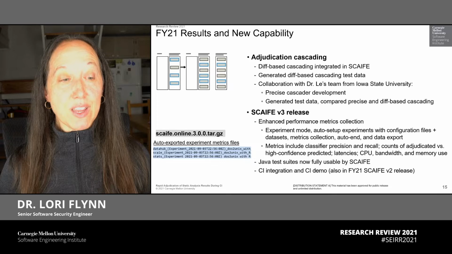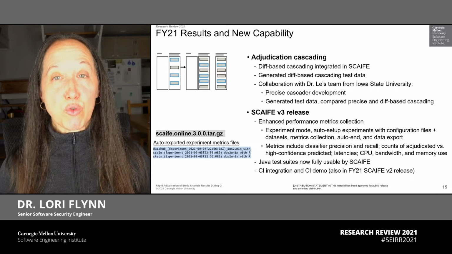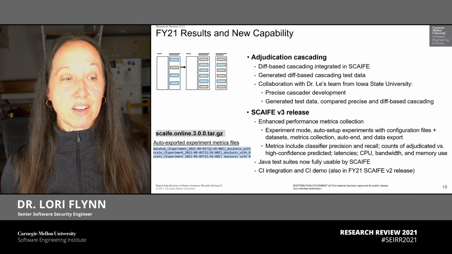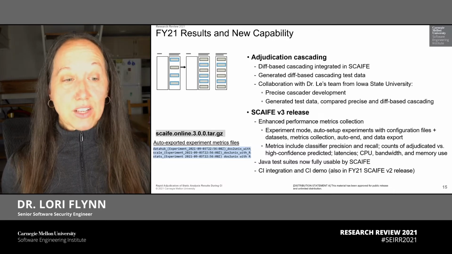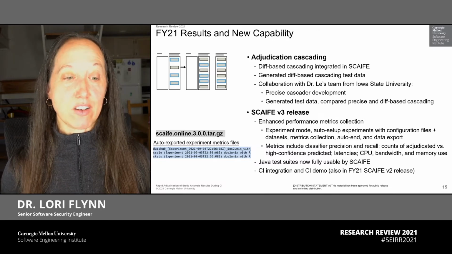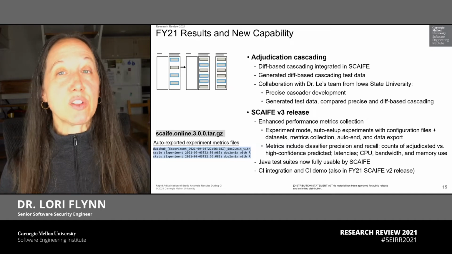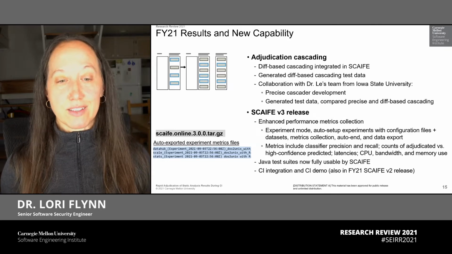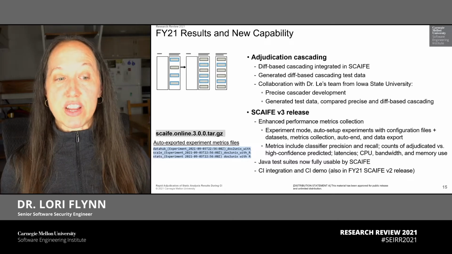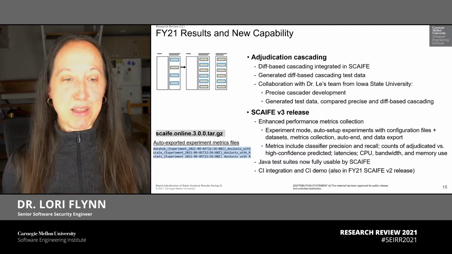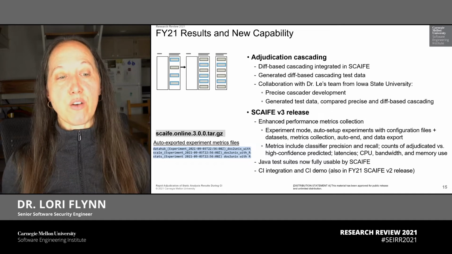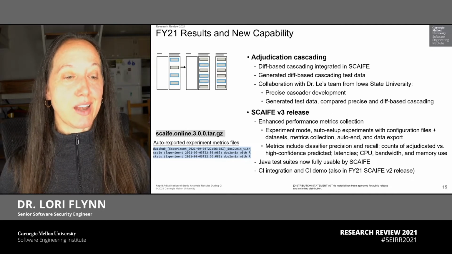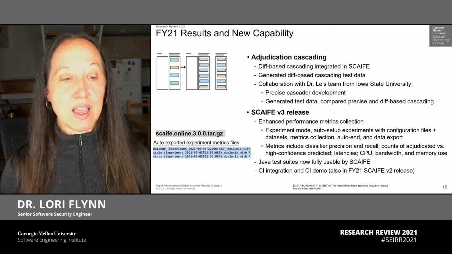Recently, we released Scafee version 3. It has enhanced performance metrics collection, an experiment mode. It auto sets up experiments with config files and data sets, does metrics collection, auto ends, and exports data files. Metrics include classifier precision and recall, counts of adjudicated versus high confidence, predictions at particular time periods, latencies, CPU use, bandwidth, and memory use. Java test suites are now fully usable by Scafee, and we've enabled CI integration and have 4 hands-on CI demos as part of it.